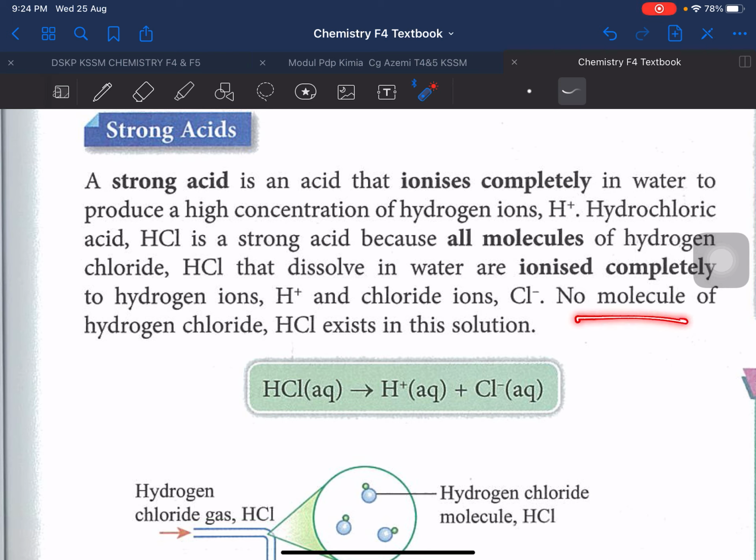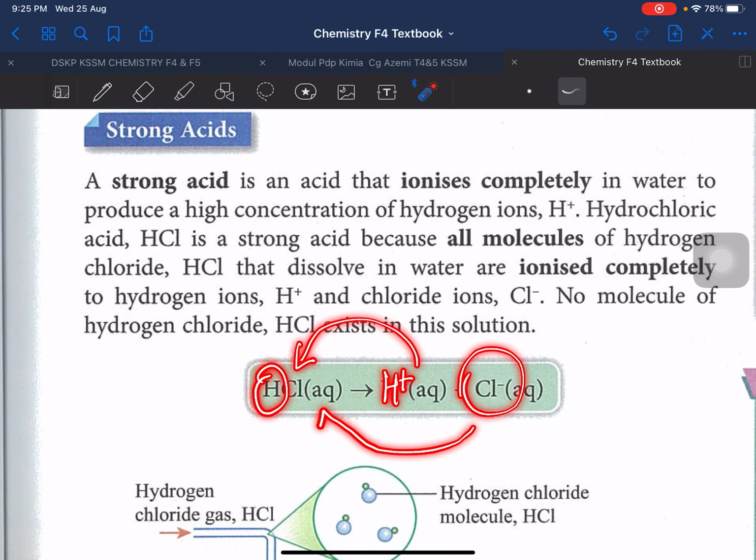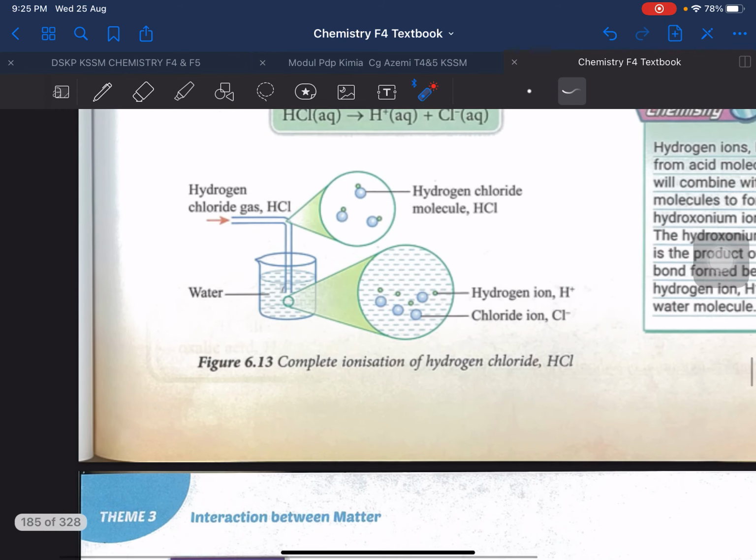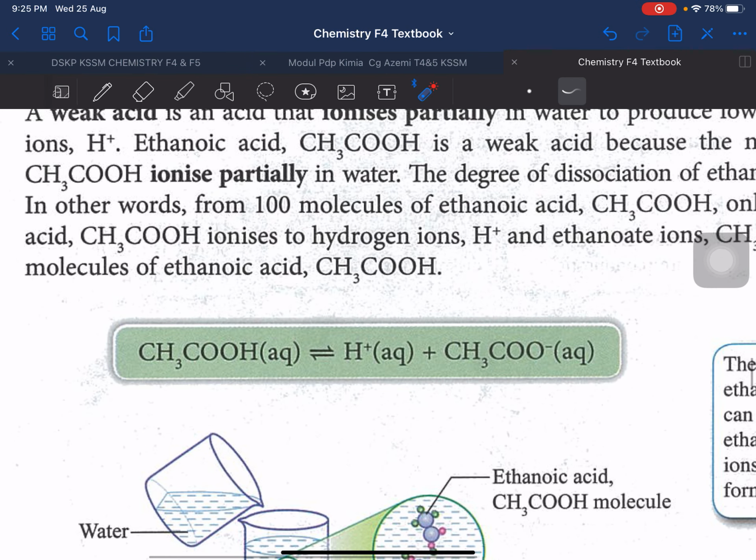Maksudnya, no molecules of HCl exist in this solution. Once dia sudah dilarutkan dalam air, semua hydrogen ion akan terhasil daripada HCl. Okay, and then Cl minus akan terhasil daripada HCl as well. Tidak ada lagi yang akan berbalik menjadi HCl. No more molecule of hydrogen chloride will exist. Tiada sudah. Tapi kalau weak acid, it's like this.